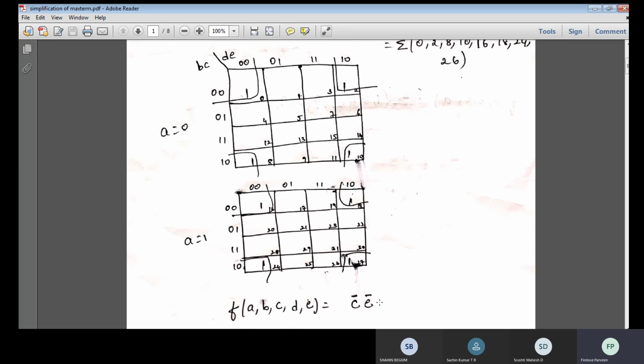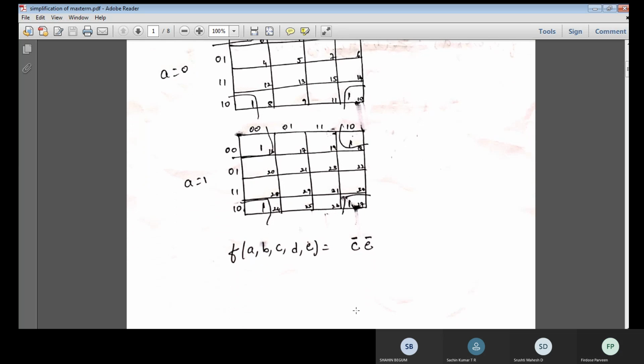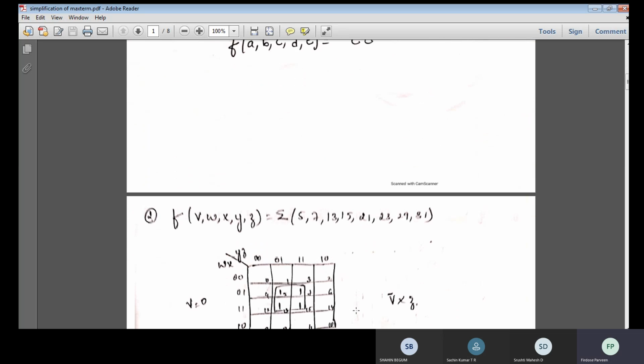I have written directly. Why? Because A bar plus A, what is it? As C bar and E bar is common, if I take it out, A bar plus A is equal to 1. So I have written directly it is C bar E bar. Okay. Understood? So next problem.